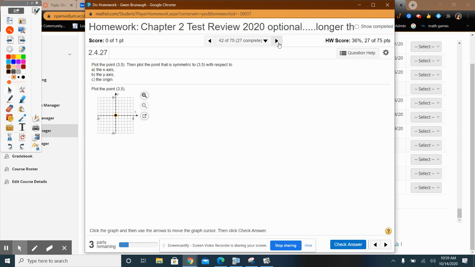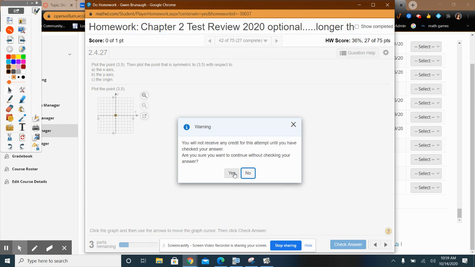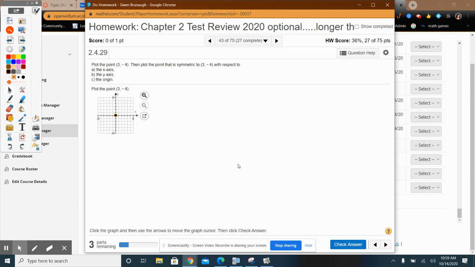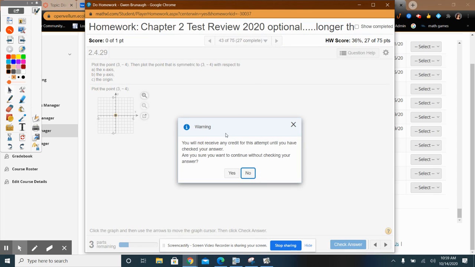Okay, these are just plotting point problems. Those are pretty easy. I'm not going to do those.